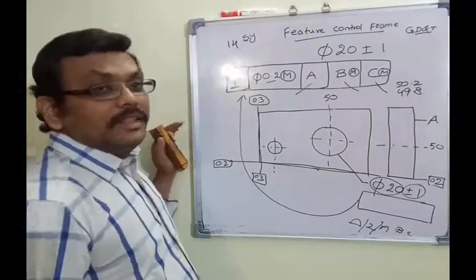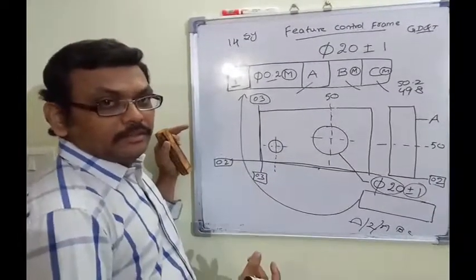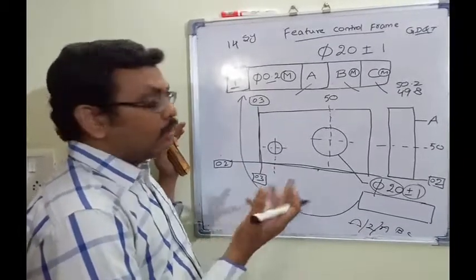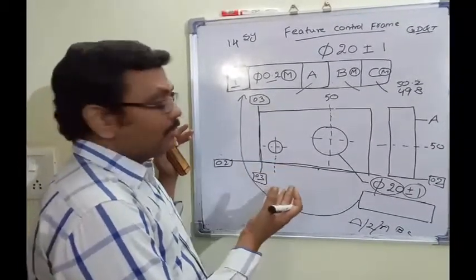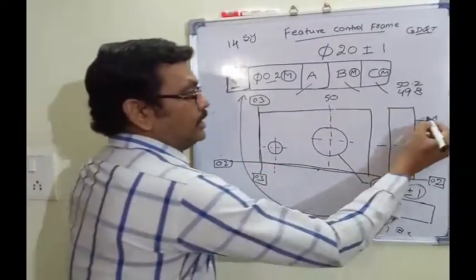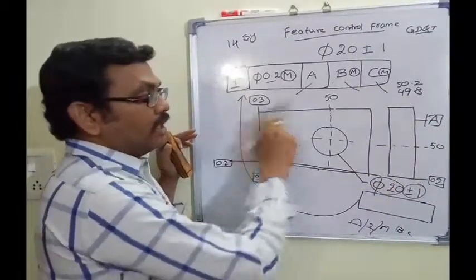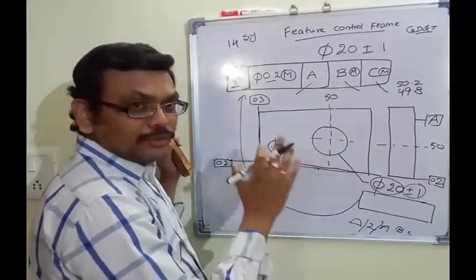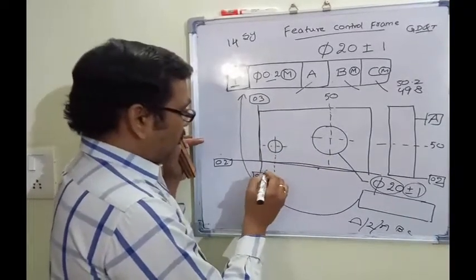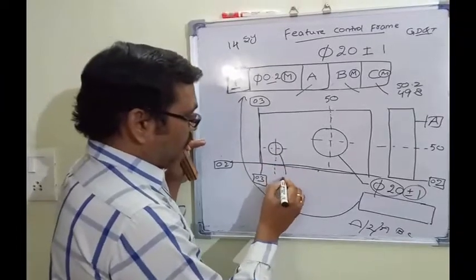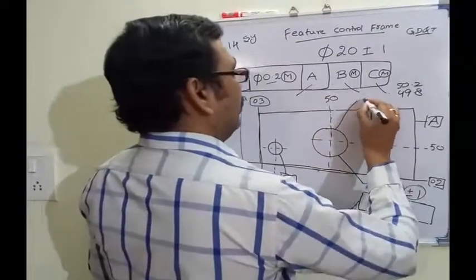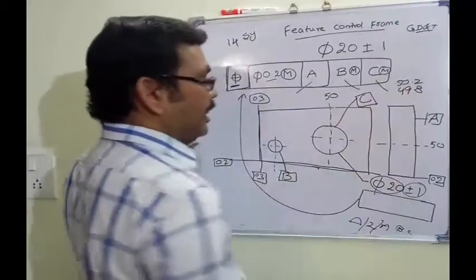I have taken 0 planes here. To simplify it, either you can take, or it's not mandatory to take 0 planes. In order to explain you a simple concept, I have taken 0 planes. Now this is datum A, and we won't consider the outer surface dimension as we know that already. I will take this as datum B and this as datum C.